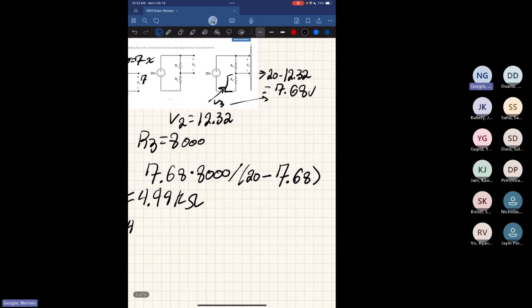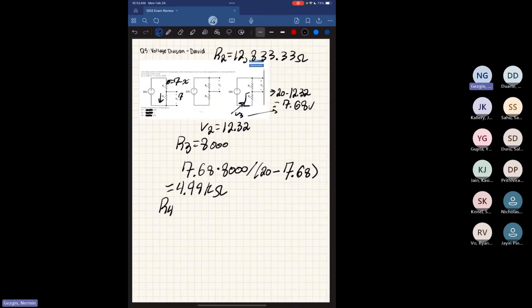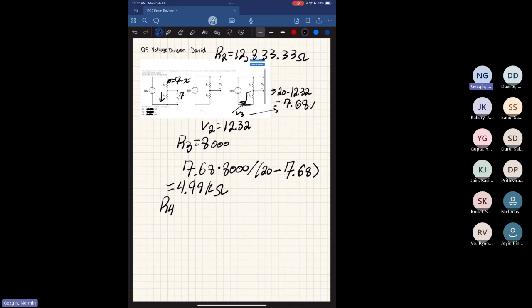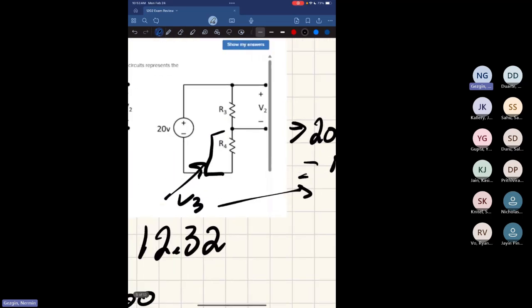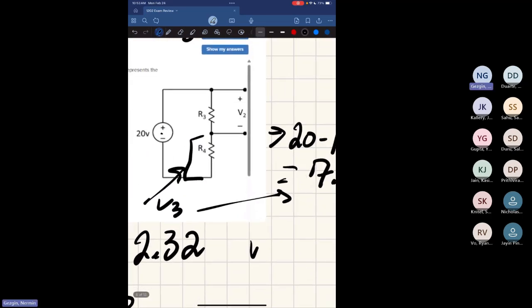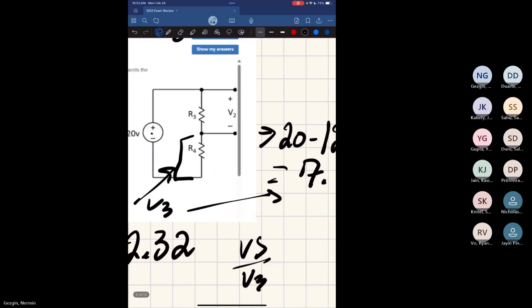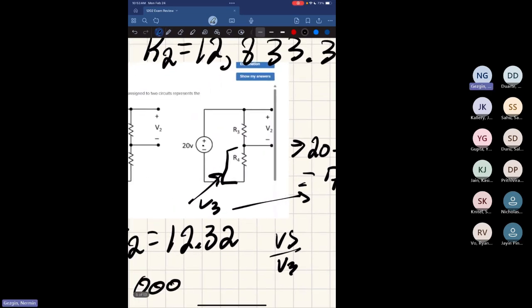Are there any questions about it? Someone asked a question: what is the 20 over 7.68? The 20 is the voltage source, so it's Vs over V3.